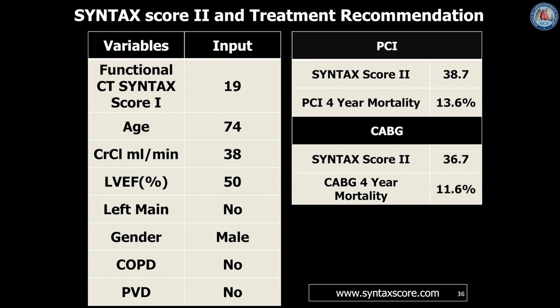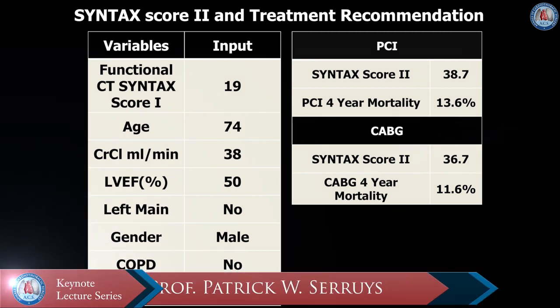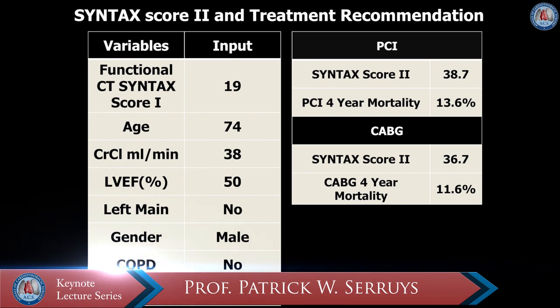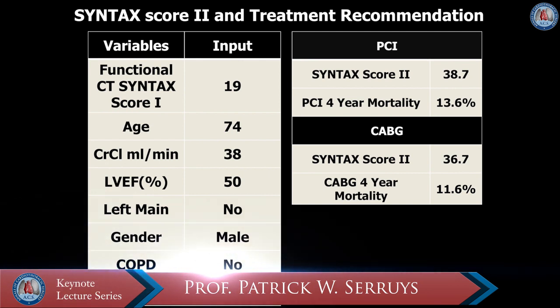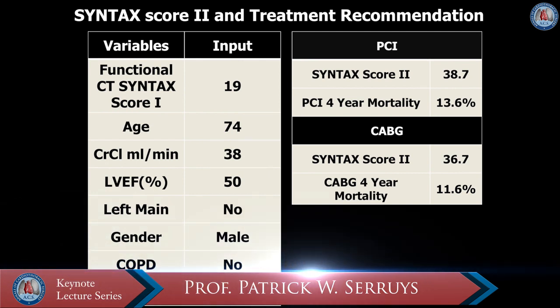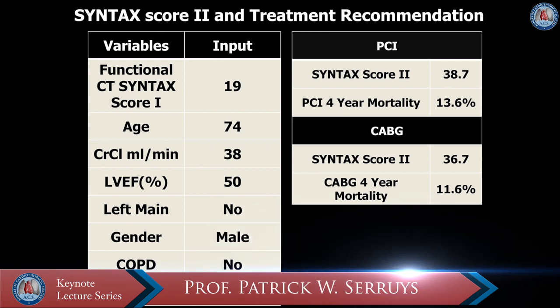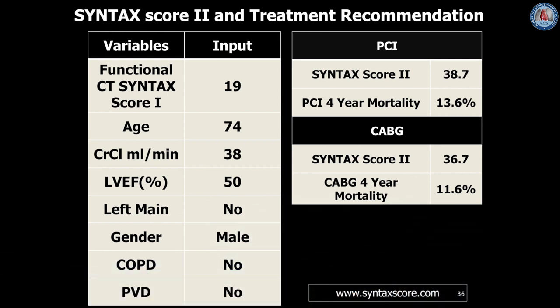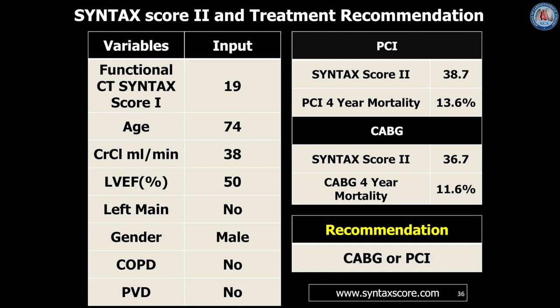The next step is to put that in the computer. 19 functional SYNTAX score, the age, creatinine clearance, ejection fraction, left main, gender, COPD, PVD, and the PCI 4-year mortality is 13.6. The CABG 4-year mortality is 11.6. So basically equipoise between the two treatments.